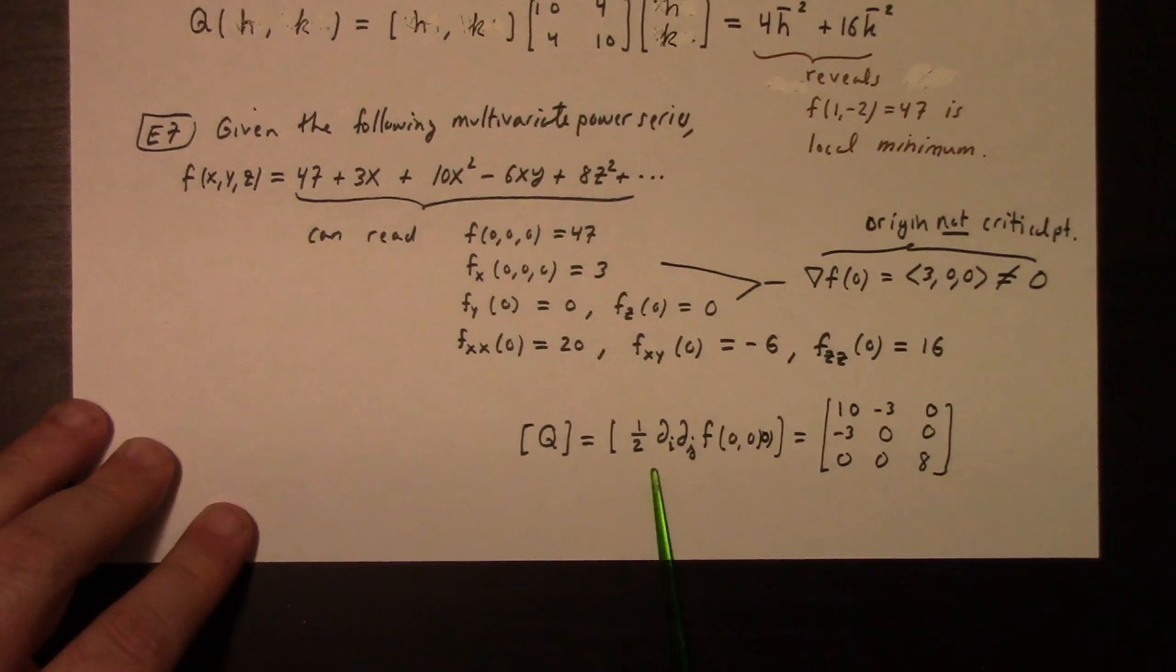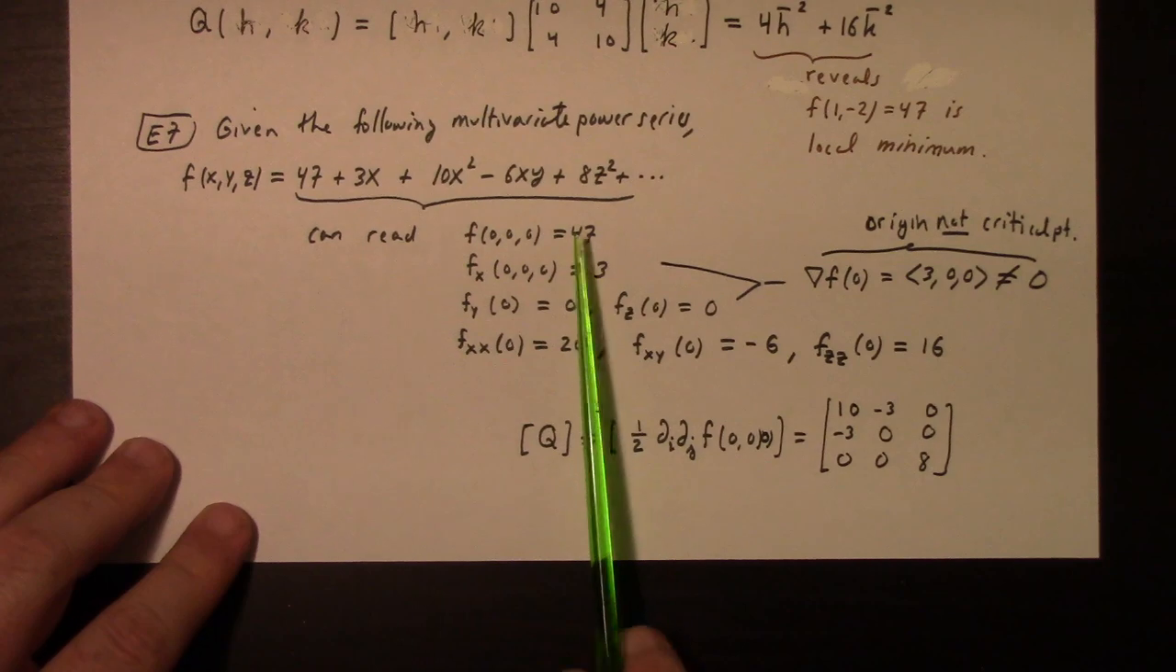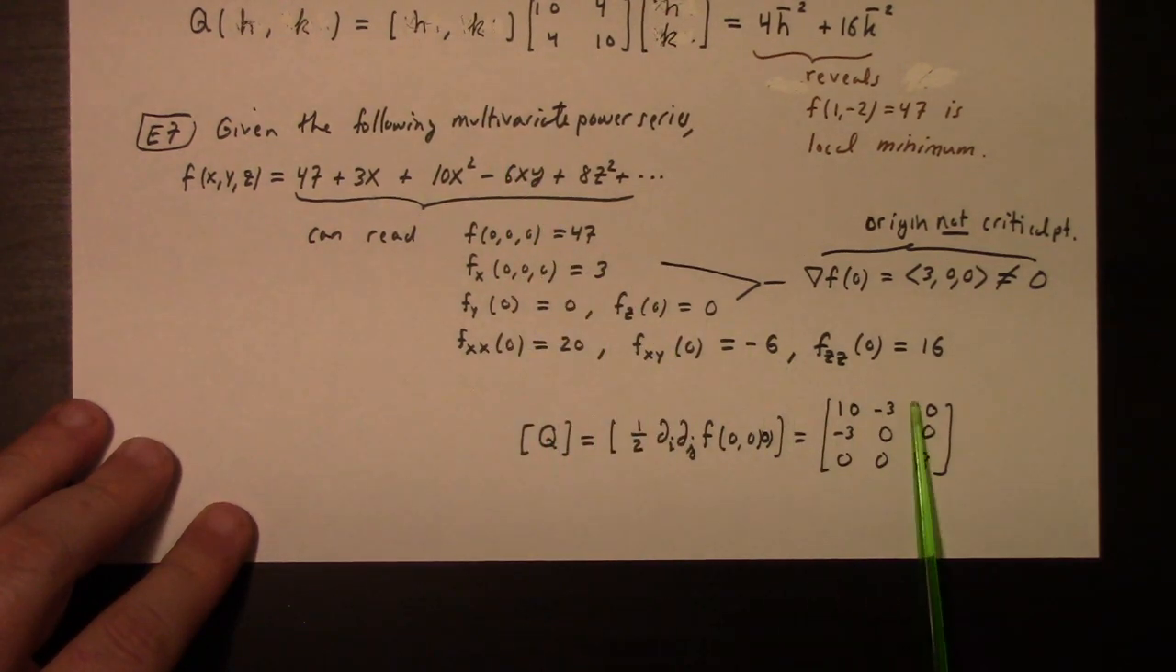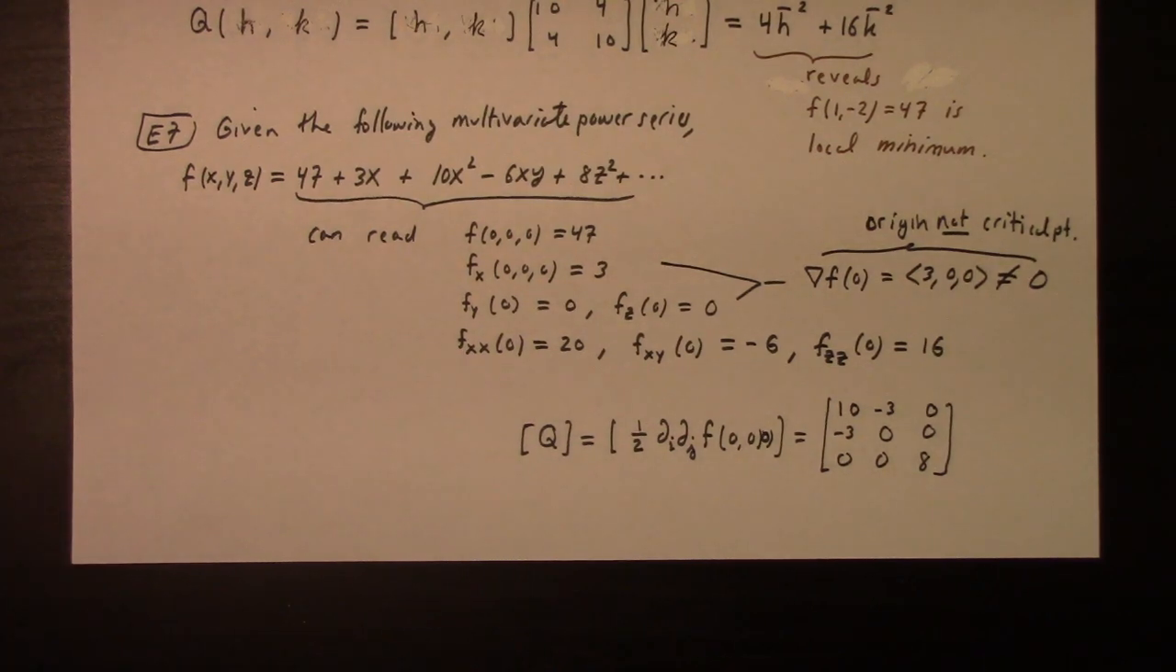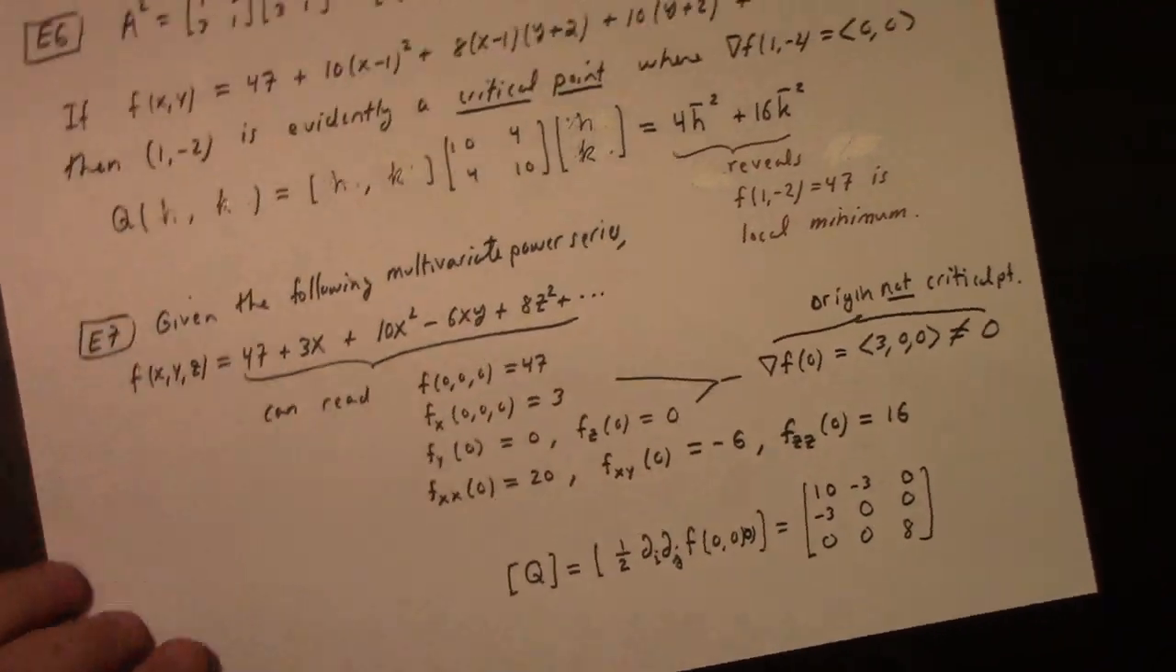So when I look at the Hessian matrix, which actually has 1/2 partial i partial j of f at the point in question of expansion, which in this case is (0, 0, 0), I get this matrix: 10, minus 3, 0, minus 3, 0, 0, 0, 0, 8. Notice that whatever's on the mixed term, we take half of that to put in the matrix. You want to make sure that you keep the matrix symmetric, because then we get the beautiful real spectral theorem and things work out so nicely.